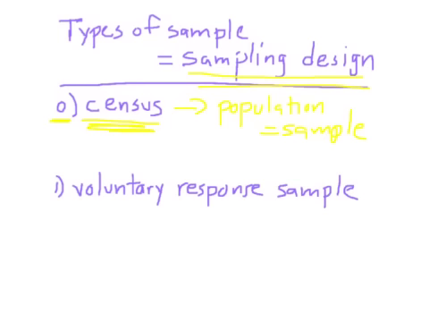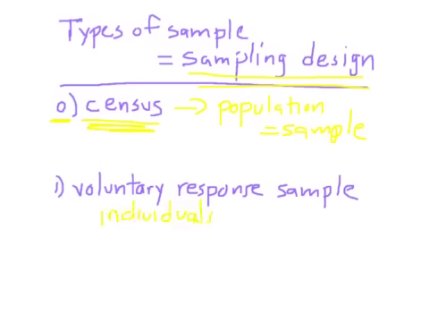The next type of sample is probably the one that, if I were to ask you to take a sample, you would do. Actually, I take that back, you wouldn't do this one, you would do the next one. Something called a voluntary response sample. And a voluntary response sample is, who is in your sample? It's individuals who volunteer.